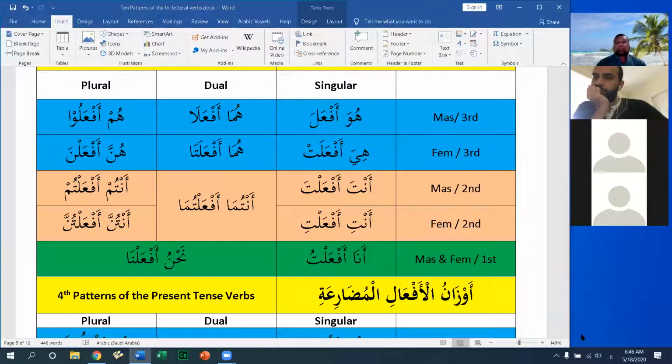And if you were to use as an example أخرج, which means to give entrance to someone.